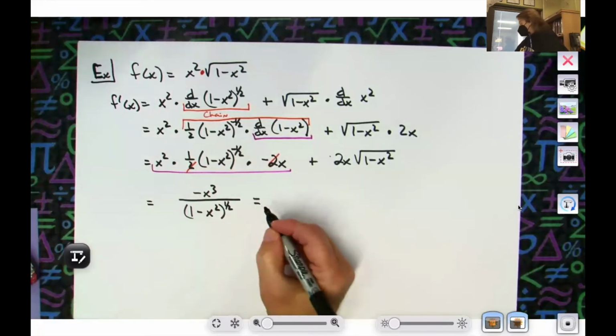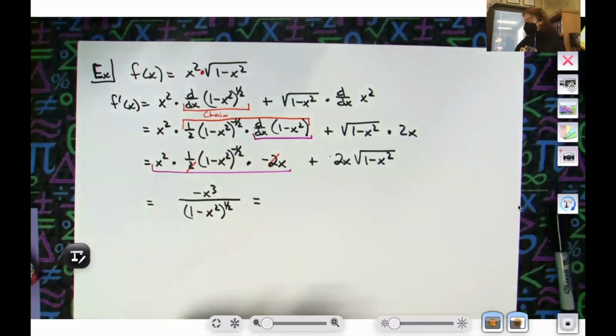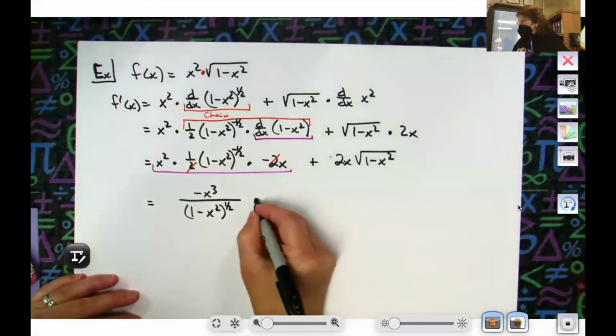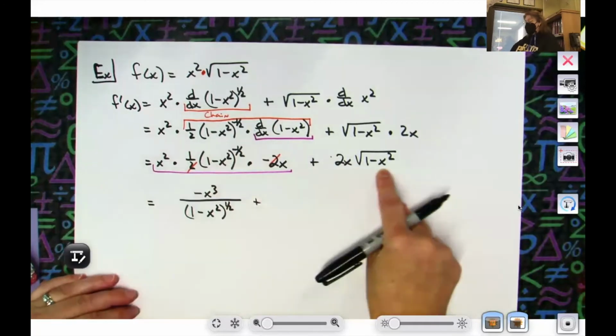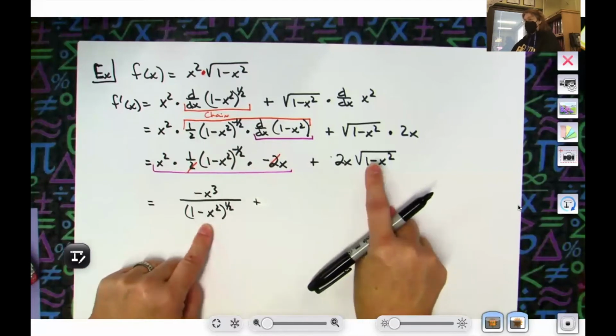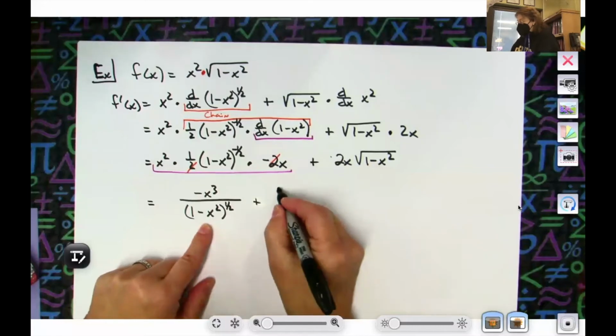Oh crap, not an equal sign. Why did I put an equal sign in there? Plus. Okay, now this right here, is this a fraction? No. Is this a fraction? Yes. I'm going to set this up for common denominators. So I'm going to go 2x.